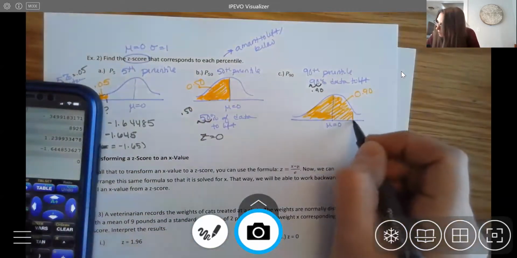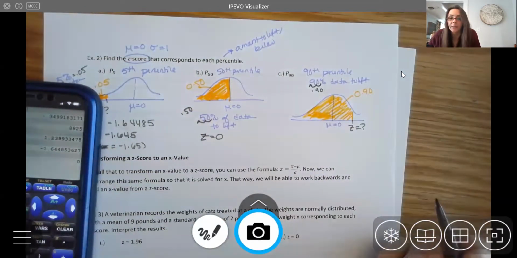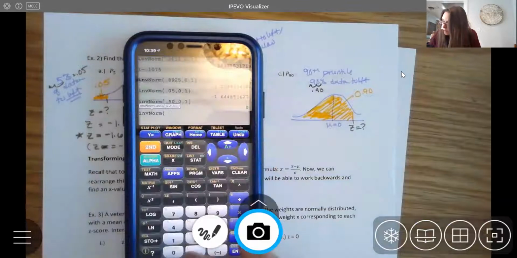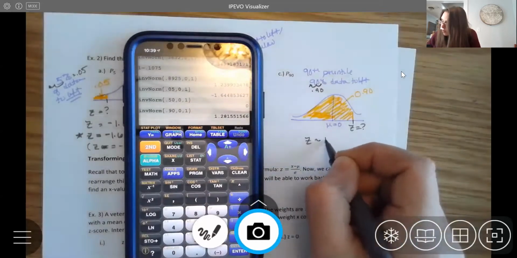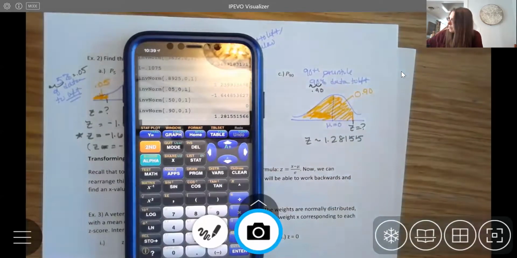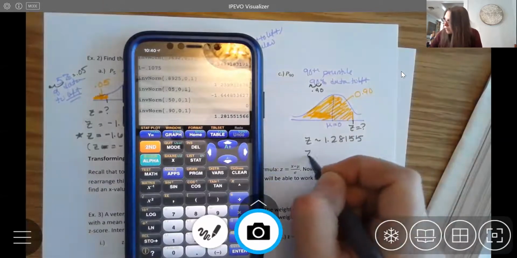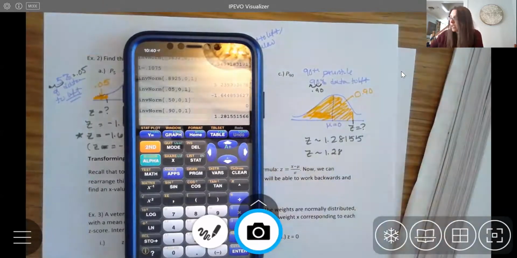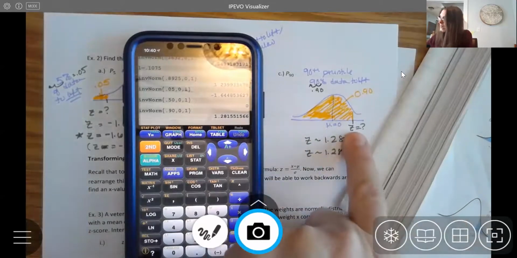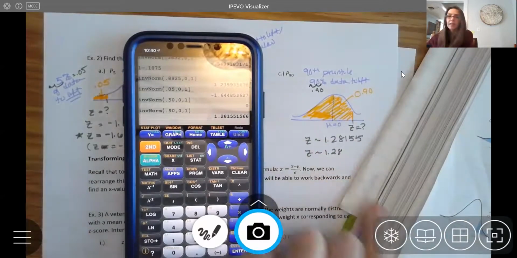And again, we're asking ourselves, what is this value right here? So using technology, I'm just going to do that inverse norm one last time. 0.9 or 0.90 for my area, mean of 0, standard deviation of 1. And I have that z is about 1.28155 and so on. So again, just rounding to 2 decimal places here, z would be about 1.28. And again, it makes sense that it's to the right, right? Because we're looking at a large percentile, so we know that z is positive. So I might answer 1.28 does make sense here, that it's positive.